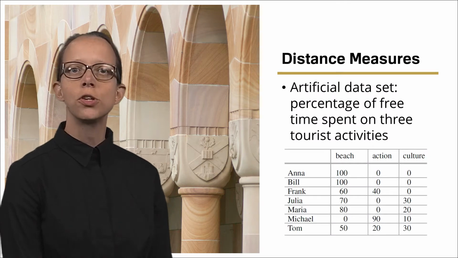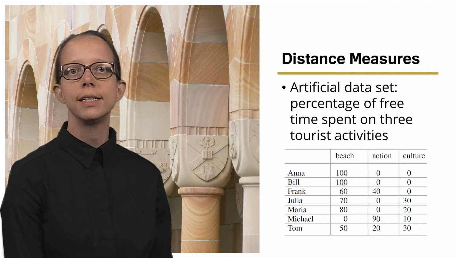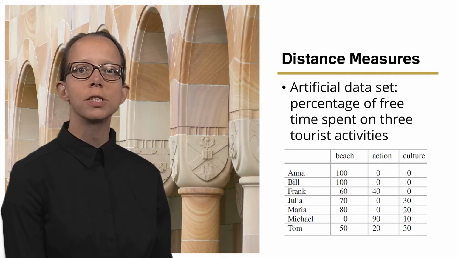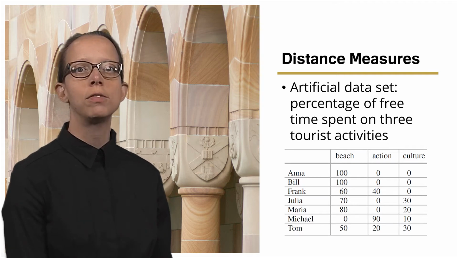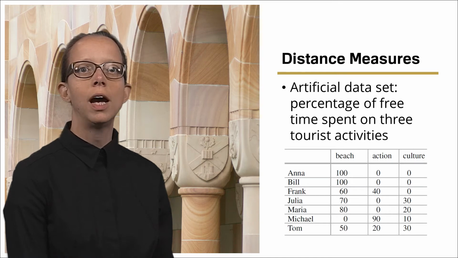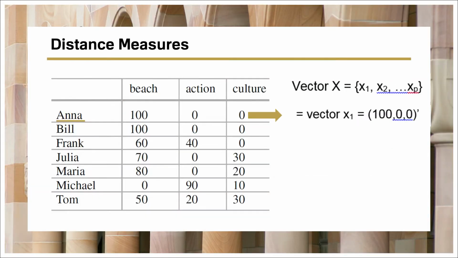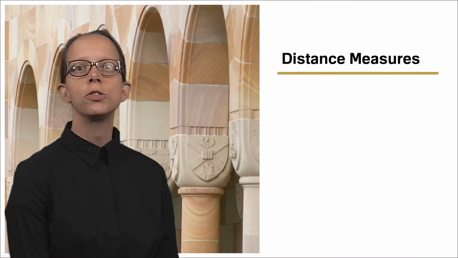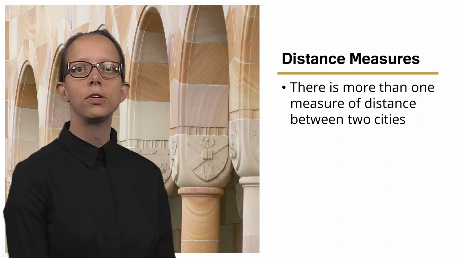Let's look at this table, which shows the percentage of time spent on different holiday activities by 7 imaginary tourists. Each row represents an observation, in this case a tourist, and every column represents a variable, in this case a vacation activity. Each person's vacation activity profile represents a vector, and we are interested in finding the distance between these vectors. So Anna's vacation activity profile is vector x1, and Tom's vacation activity profile is vector x7. Numerous approaches to measuring the distance between two vectors exist, and several of these are routinely used in cluster analysis and market segmentation.